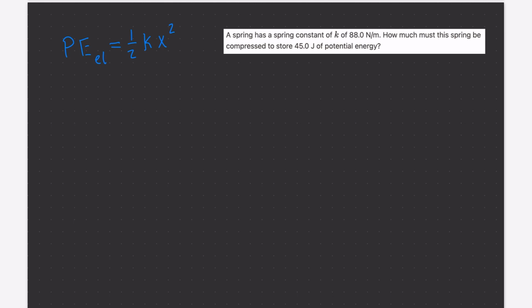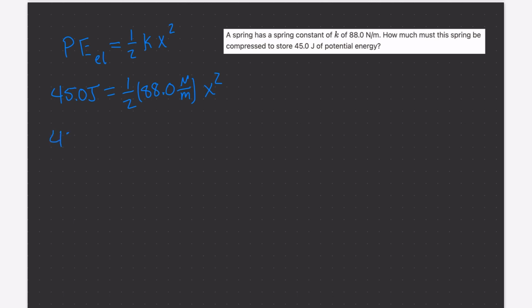That said, let's go ahead and plug in our spring constant k. That's going to be 1/2 k, sorry, not k, but 88.0 newtons per meter times x squared, and we want to know what x has to be in order for PE, potential energy, to be equal to 45.0 joules. All right, so this is going to be a little bit of an algebra exercise. I'm going to start off by multiplying 88 by 1/2, which just gives me 44.